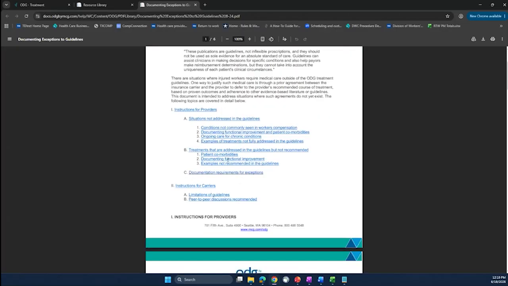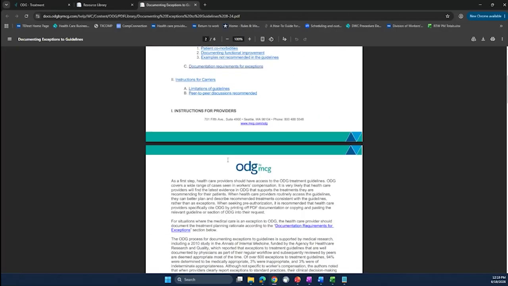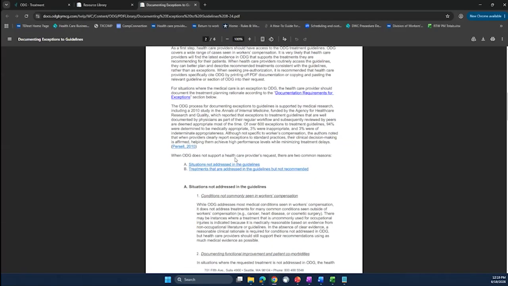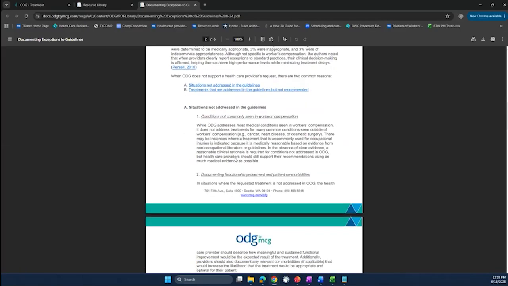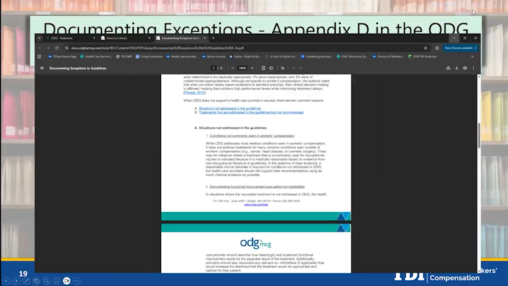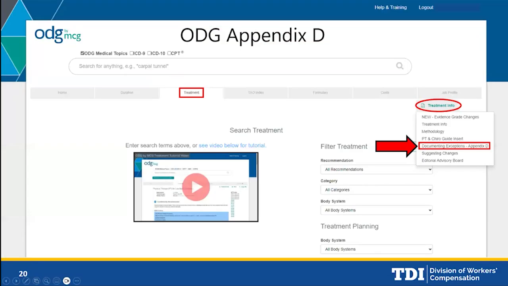Again, just be sure that if you are someone who prepares pre-authorization requests, this is going to be an extremely valuable tool for you if you're having to go beyond what the ODG is recommending. So this is a picture of another way that you could get to it on that ODG website. So this is in your slides.